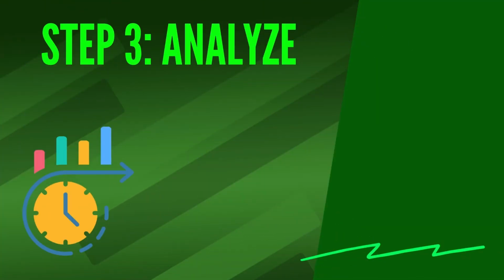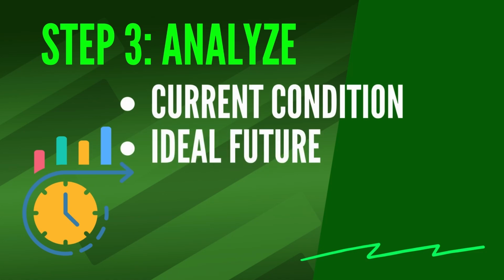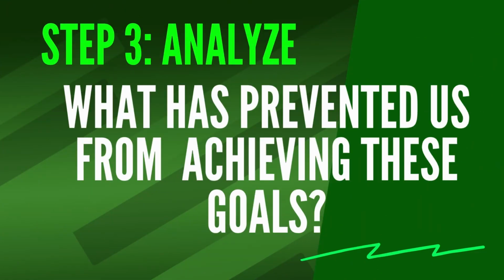Step 3. After collecting the data, you need to assess the current conditions in your company. Then you need to decide what your ideal future conditions will look like. Finally, ask yourself, what has prevented us so far from achieving these goals?